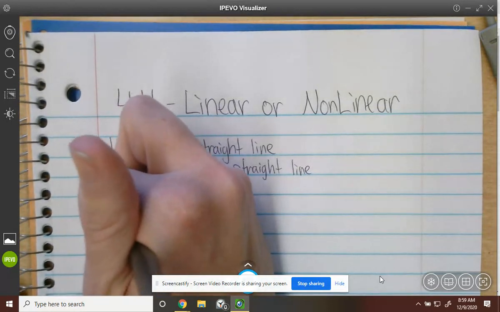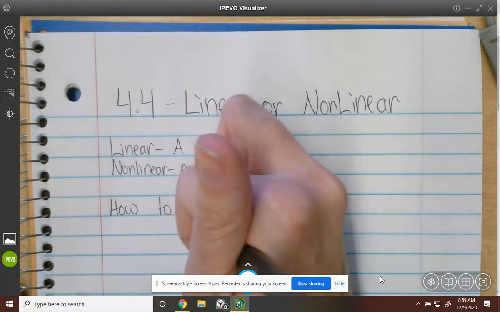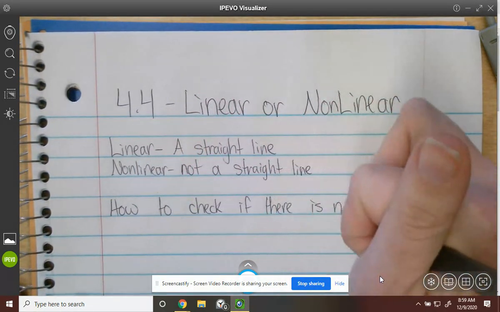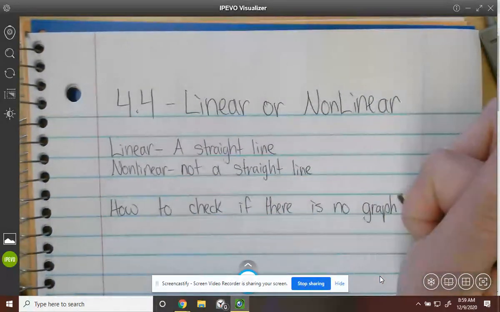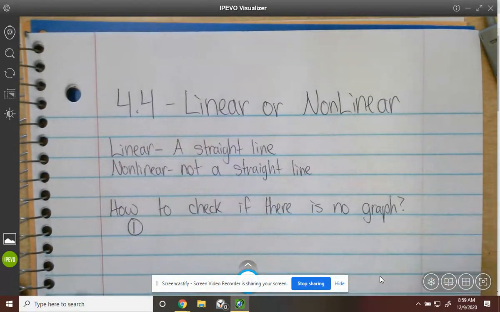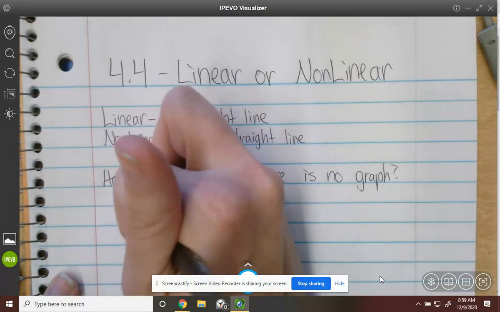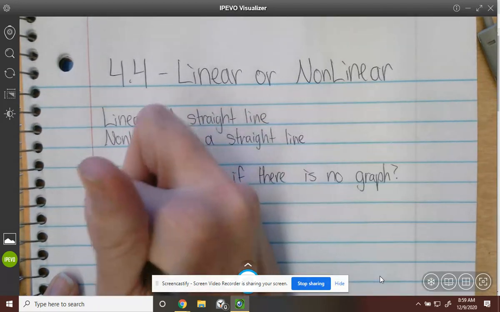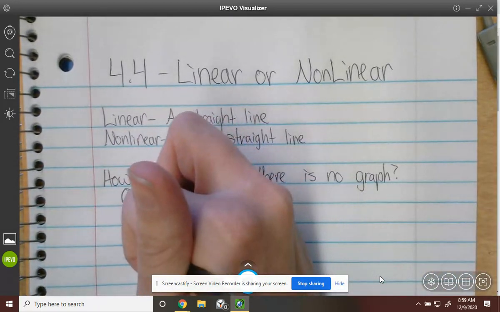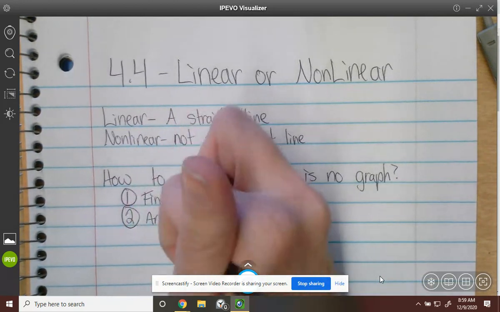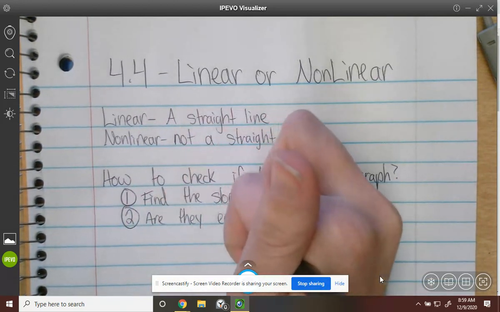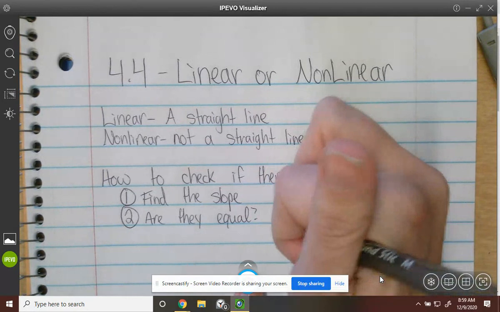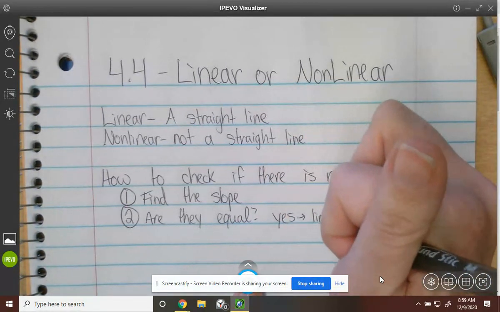But we don't always have a graph. So how to check if there is no graph? First, you find the slope. Okay, once you find the slope, you ask yourself, are they equal? Okay, so is my slope equal in between every 2 points? If your answer is yes, then it's going to be linear.